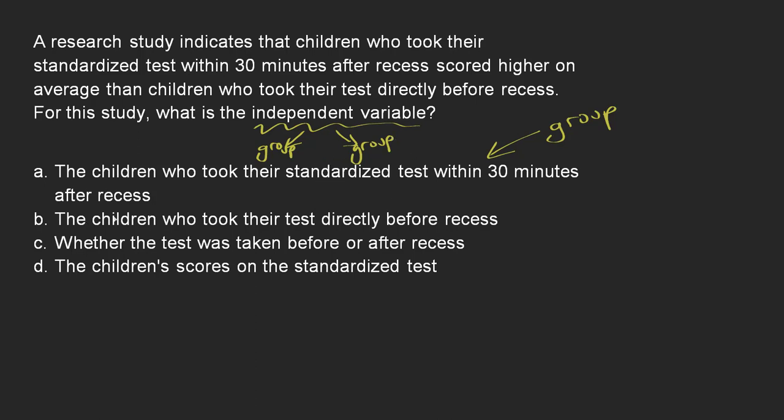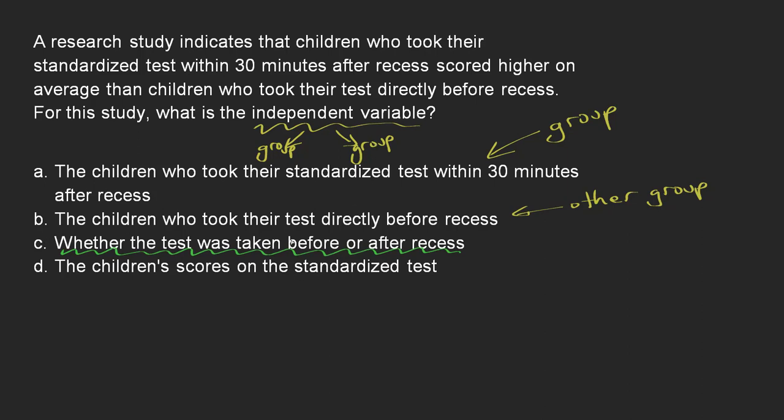So in part B, it says the children who took their test directly before recess. So this is the other group. So these two groups are the two groups that I'm comparing. Those two groups are going to make up my independent variable. So my independent variable is going to be here, whether or not the test was taken before or after recess, because one group takes it before, one group takes it after.